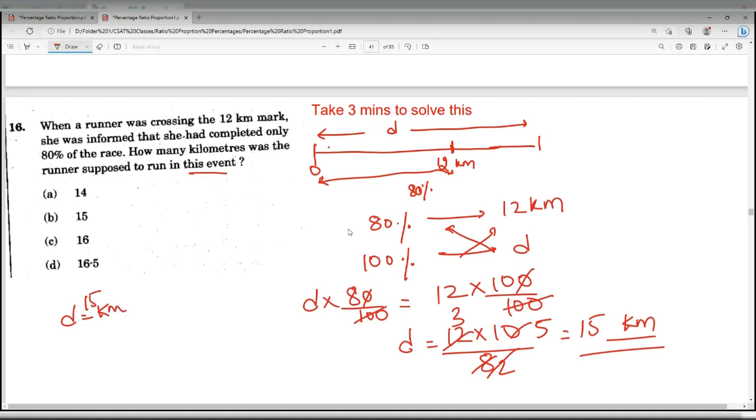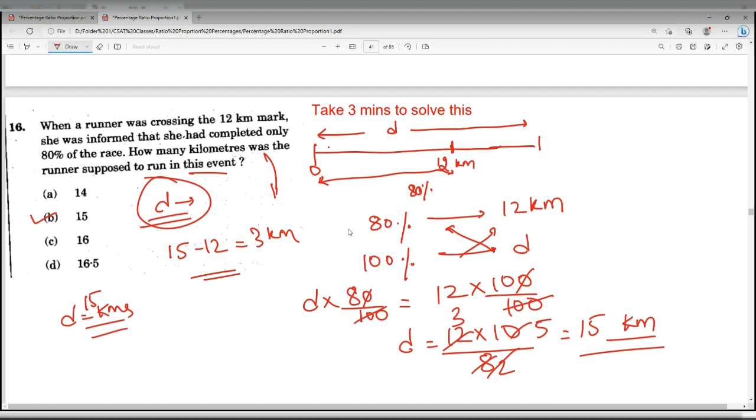The correct answer is option B, but you have to be careful about what they're asking. They were asking for the total length. They could have also asked for the remaining distance that she had to cover. In that case, it would have become 15 minus 12, which is 3 kilometers. But they have asked for the total length, so please be very careful what you are marking here. Before marking, read the question once again so that you don't make any mistake.